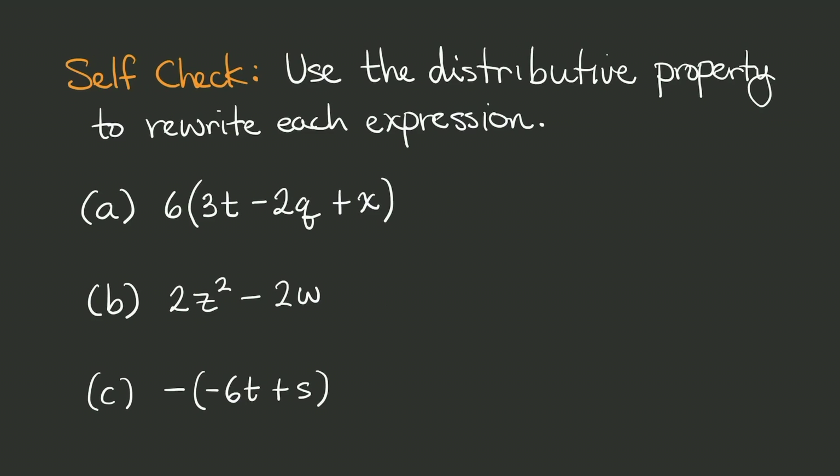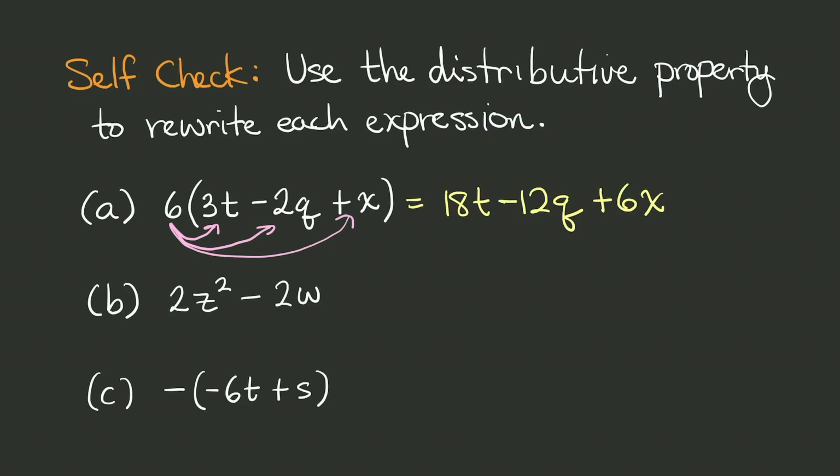The first one gives us 6 times (3t minus 2q plus x). So we need to distribute the 6 to each of the terms inside the parentheses. We'll end up with 6 times 3t, that's going to be 18t. Now, 6 times negative 2q will give us negative 12q. And finally, 6 times x will give us positive 6x.